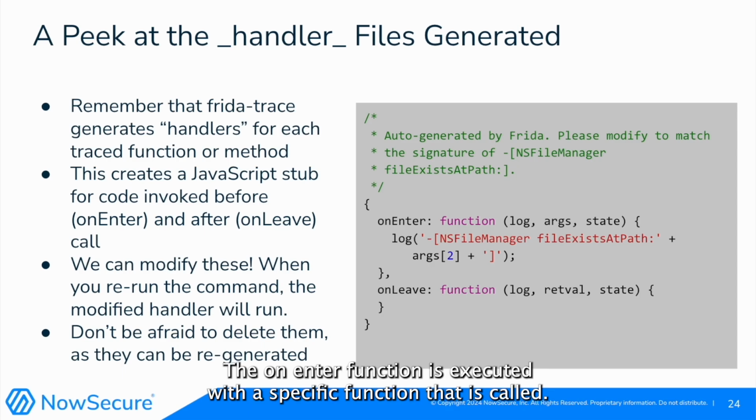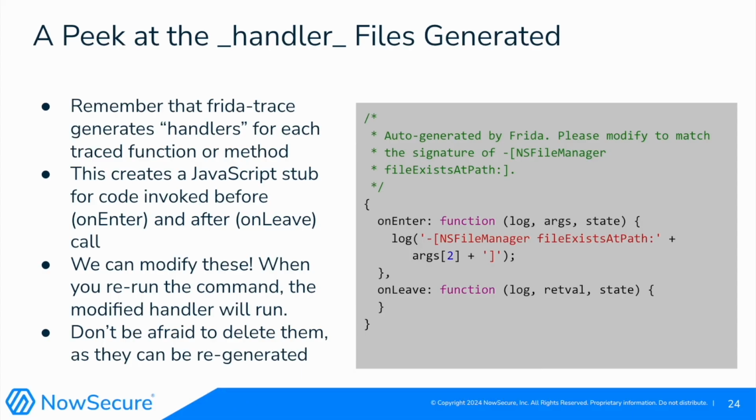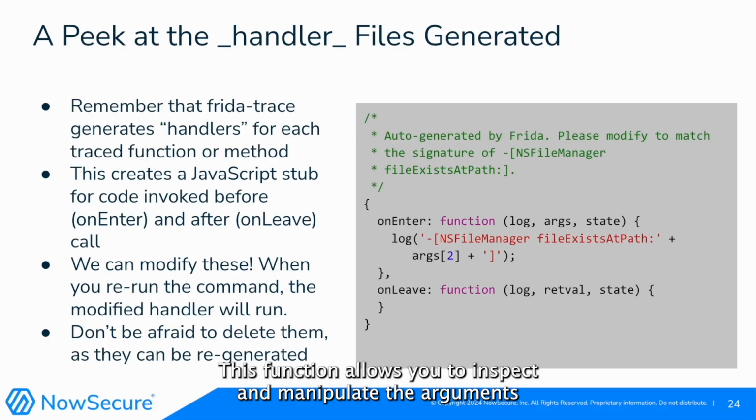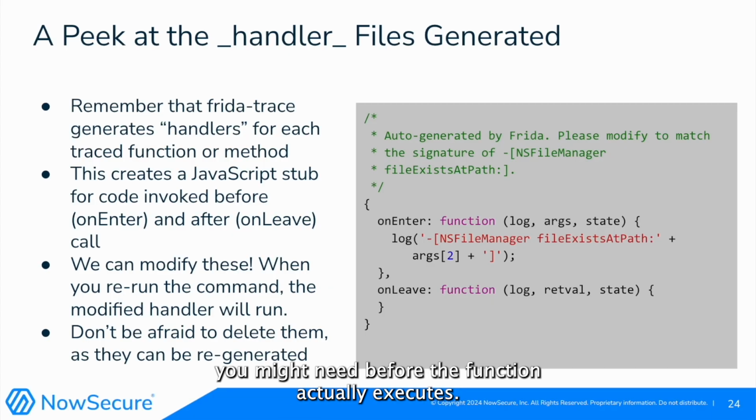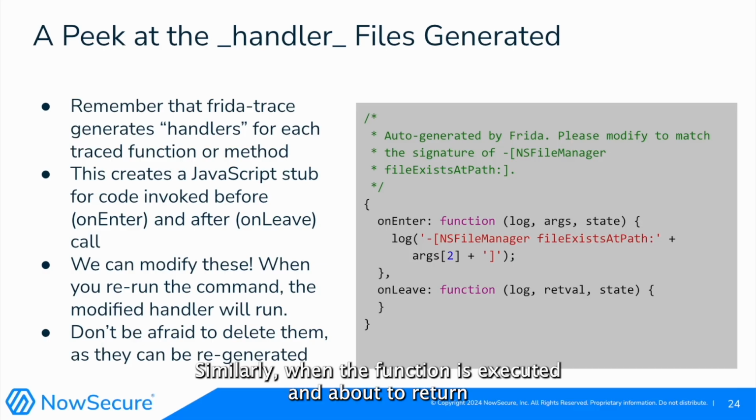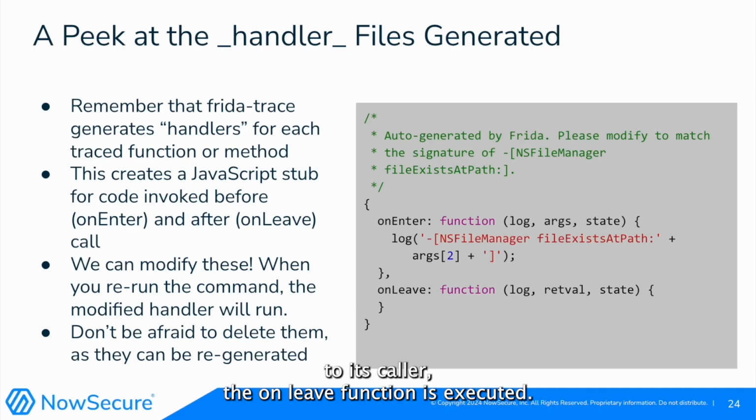The onEnter function is executed with the specific function that is called. This function allows you to inspect and manipulate the arguments of the native function, log information, and perform any other actions you might need before the function actually executes. Similarly, when the function is executed and about to return to its caller, the onLeave function is executed. This allows you to perform similar functions as onEnter, but after the function has executed instead of before.